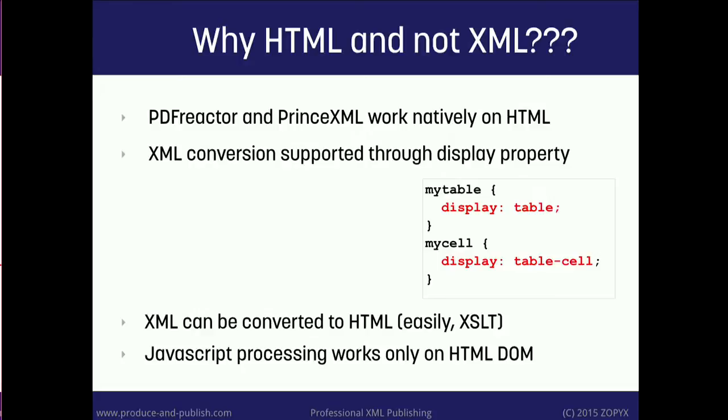So it's basically an easy way for getting from XML into HTML semantics. Another reason why we're using HTML is JavaScript. JavaScript can be used in these converters for doing some conversions or generating arbitrary indexes and tables of contents. I will show that later.